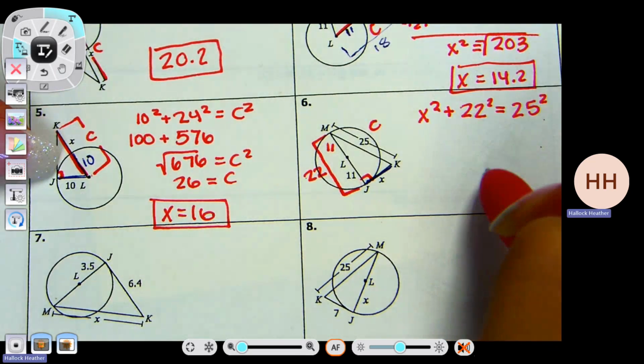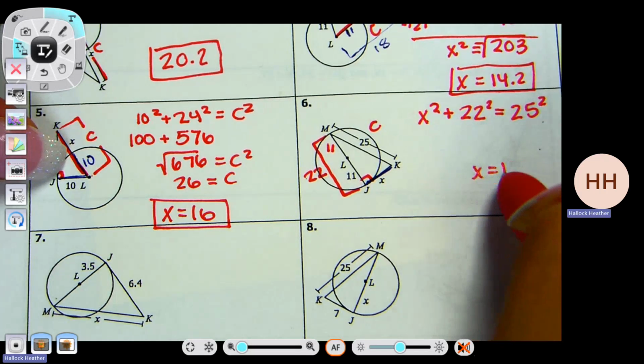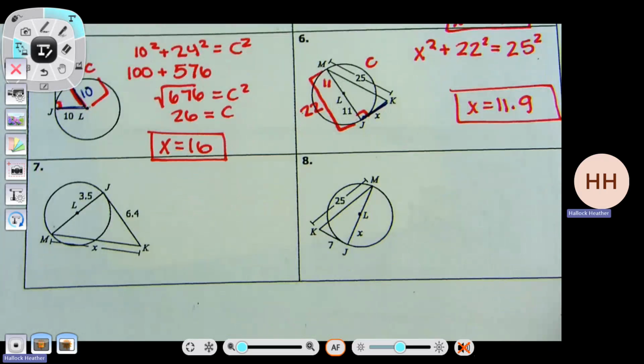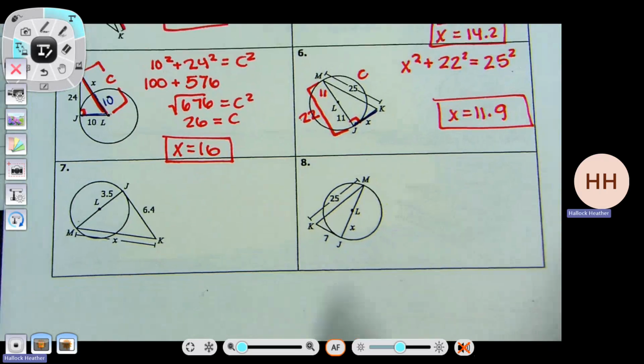Okay, so if you find X, what do you get? 11.9. Okay. So take a second, look at 7. Seven and 6 are very similar.